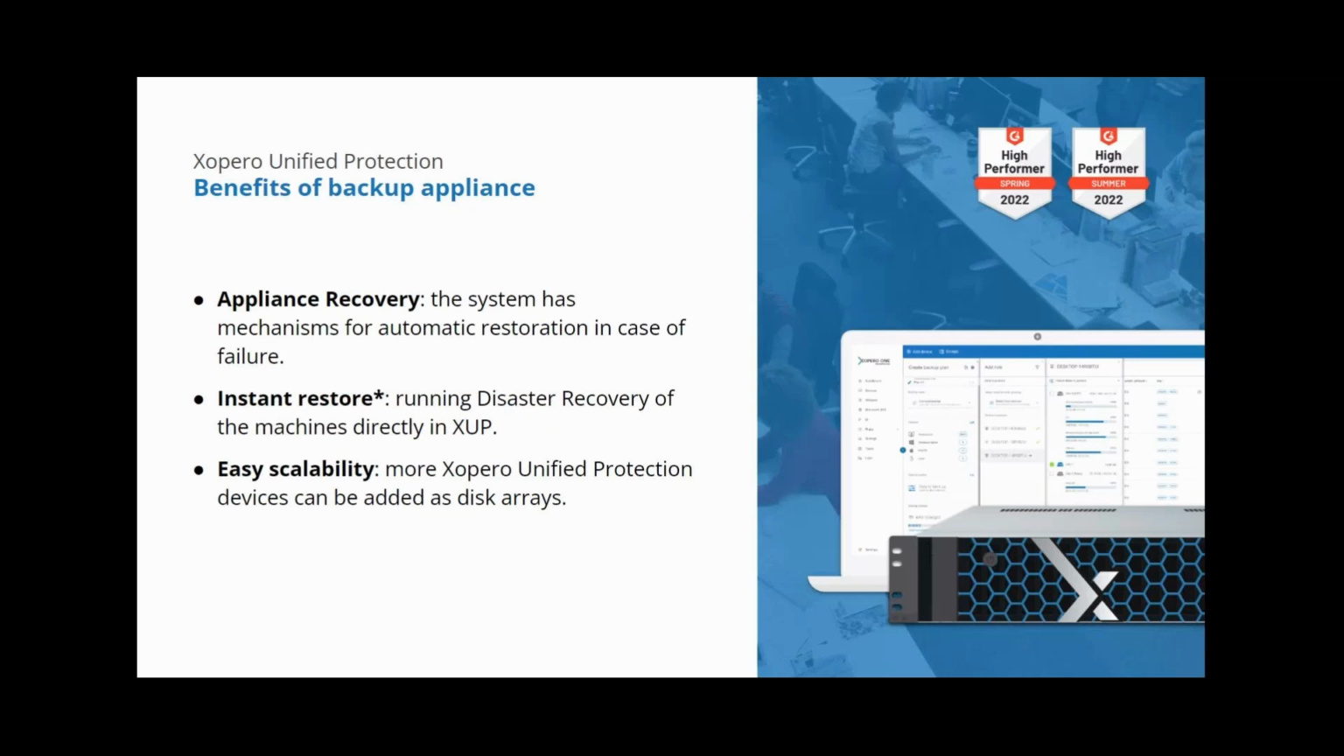Instant restore means that you can run a disaster recovery of the machines that you've backed up on any machine within your network, including your Xopero Unified Protection. Our solution allows you to run a VM on it as a disaster recovery. In this case, your customers get minimum downtime and can continue to work until the issue is resolved and they can return to operating completely normal.